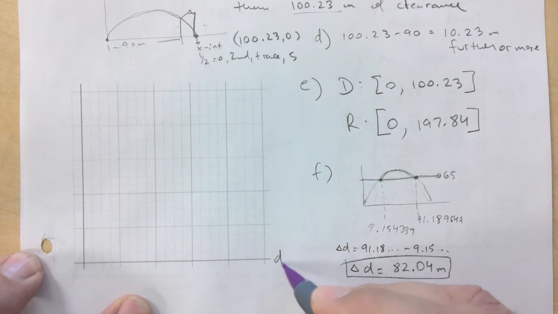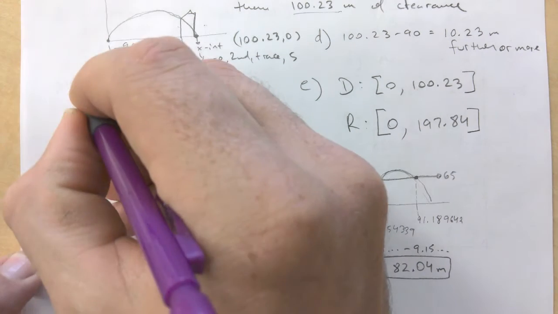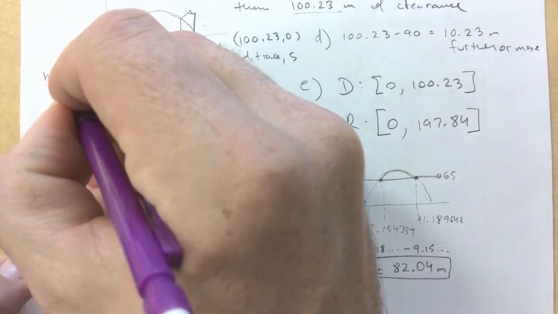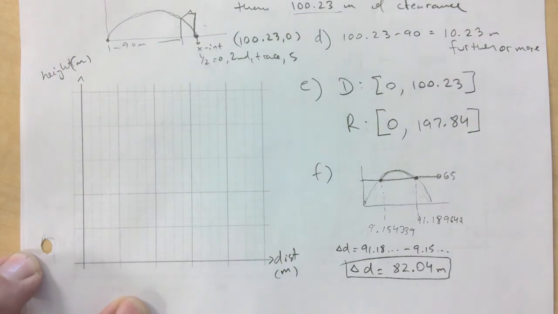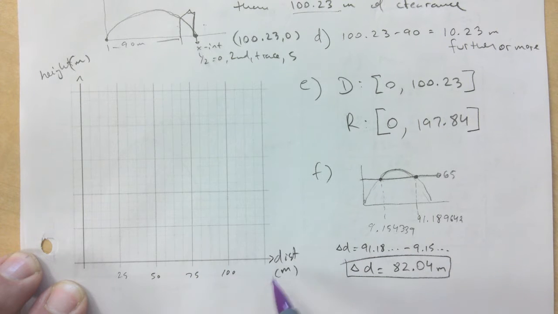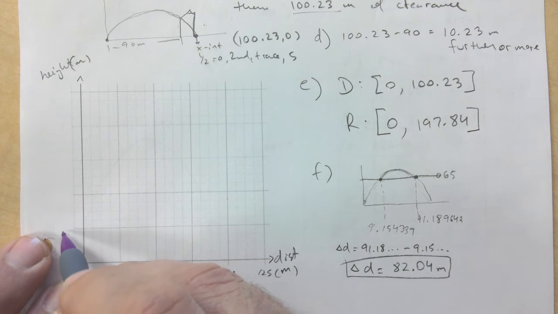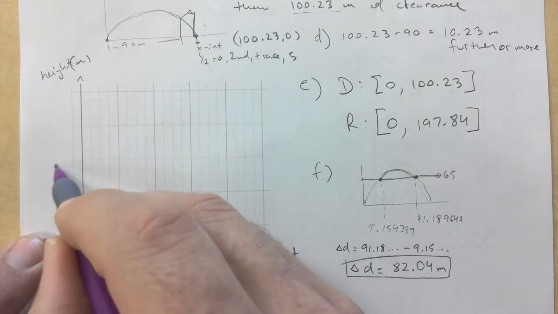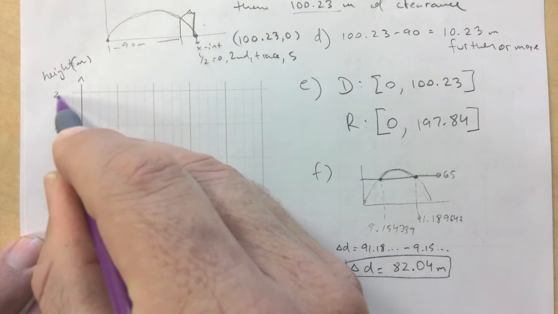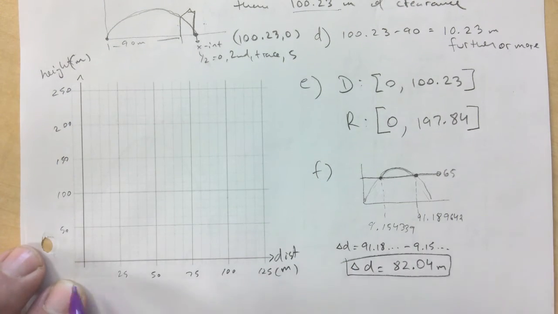So here, graph the scenario: distance in meters, height in meters. And I need to account for 100.23 here. So 25, 50, 75, 100, 125. The maximum height is 197. So 50, 100, 150, 200, 250 just to be safe. Okay, so there it is. It's 100.23, so almost there, right? So just don't have it right on 100.